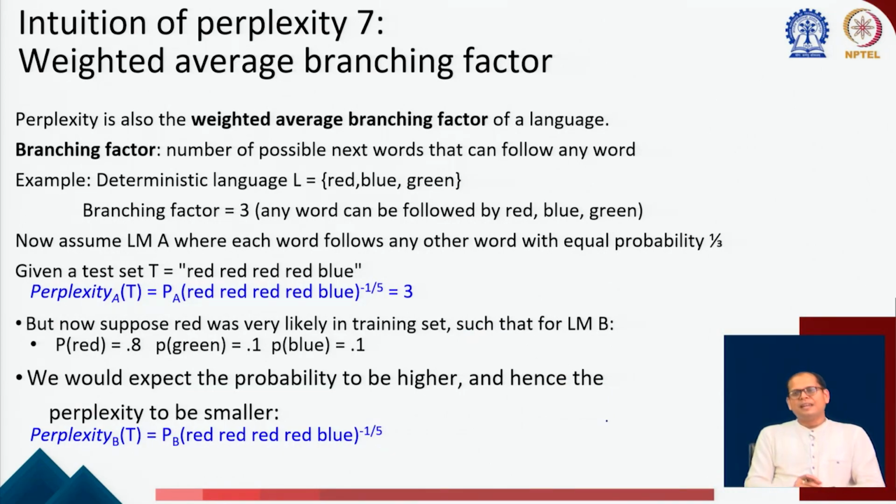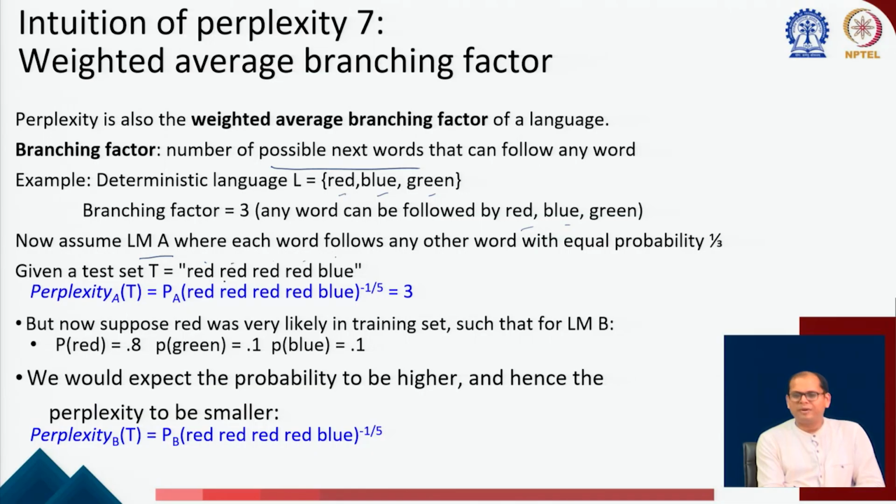Now perplexity can also be seen as the average branching factor of the language model. That means the number of possible next words that can follow any word, on average. Take an example of a very simple language that can have only 3 words: red, blue and green. Any word can be followed by red, blue or green. Now assume there is a language model A where each word follows any other word with a probability 1 by 3, and you have a test set like red, red, red, red, blue, and you want to compute the perplexity.